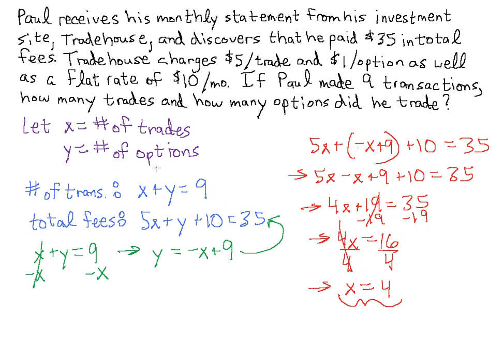So we have the value of x. Now we want to know the value of y, how many options he's made. And we have just a simple equation right here that we can plug into either one, but let's just plug into this one to make things simple. So we have x plus y, so 4 plus y equals 9. We can subtract 4 from both sides. That'll render the equation y equals 9 minus 4, which is 5. And we have our two answers. So if Paul made 9 transactions, how many trades and how many options did he make?